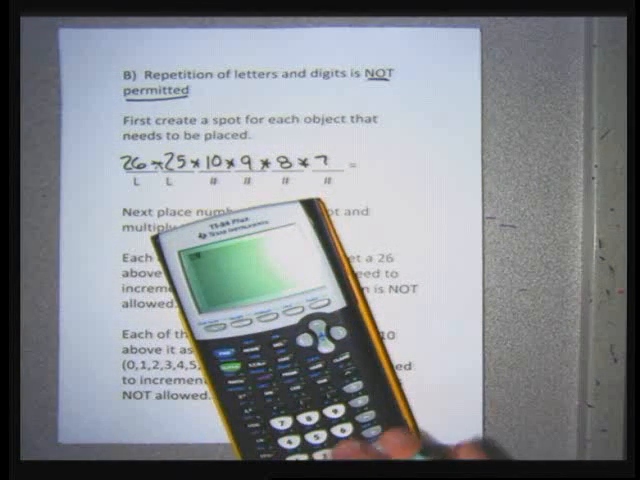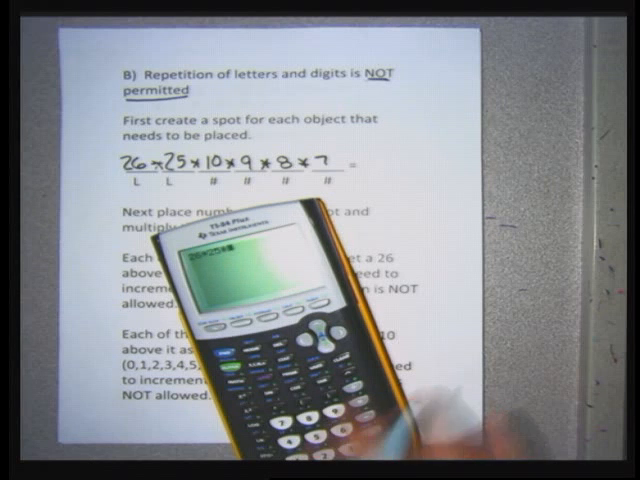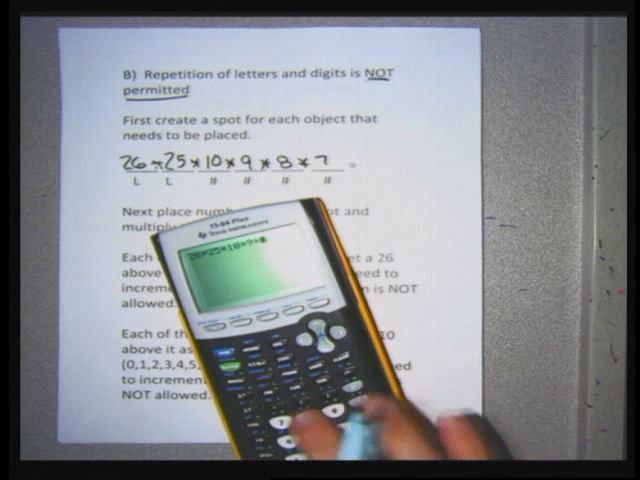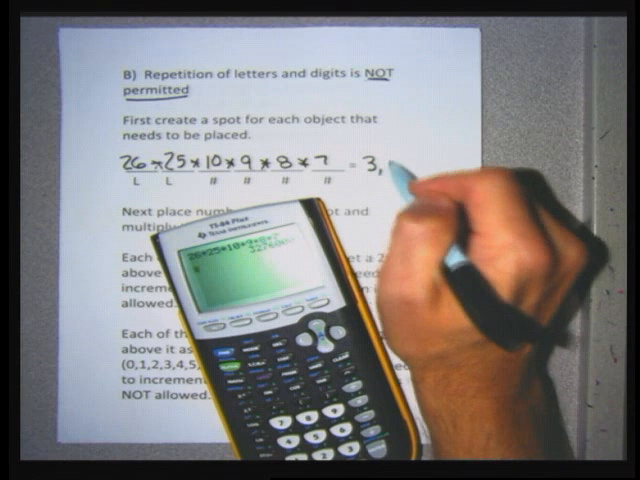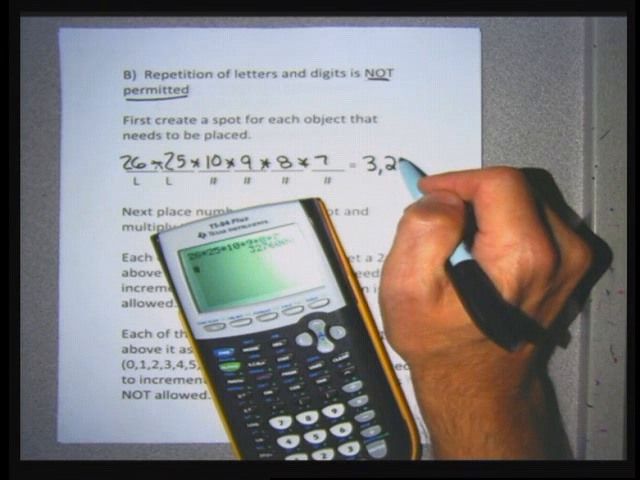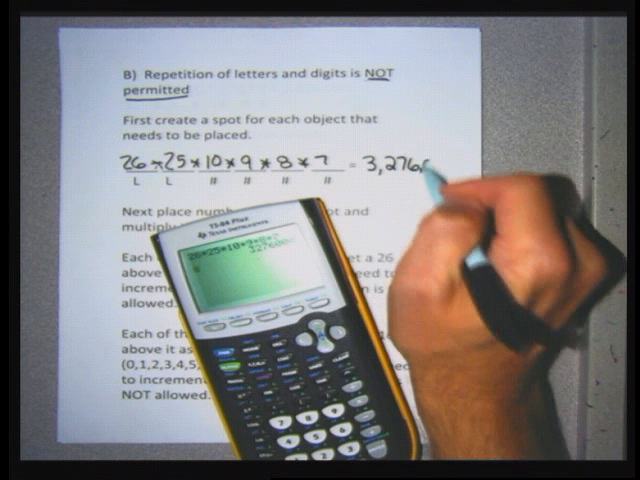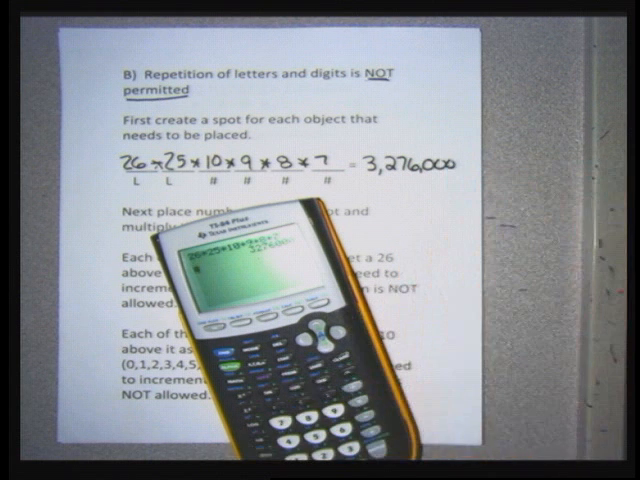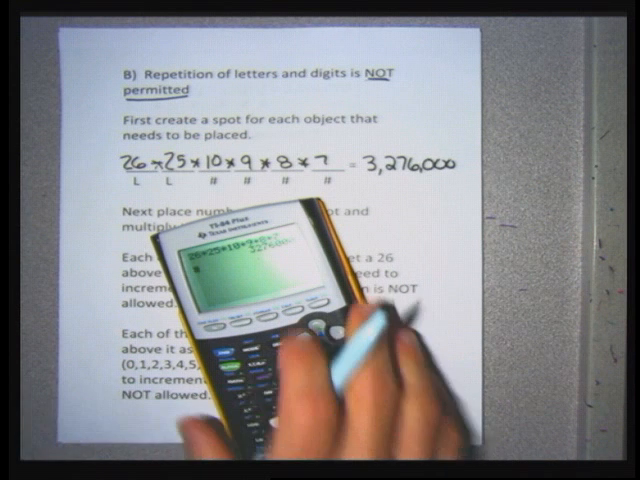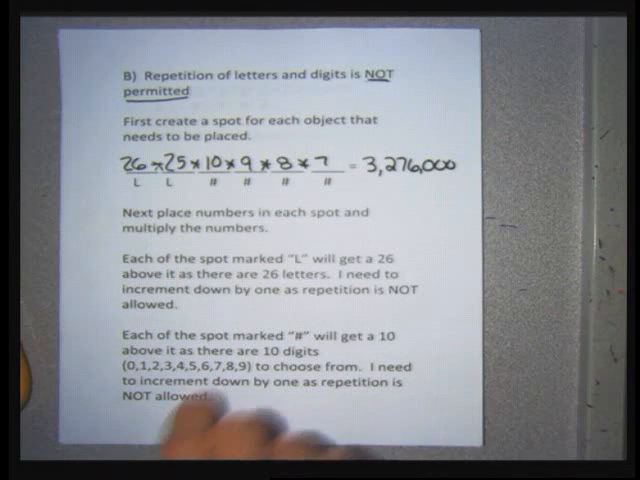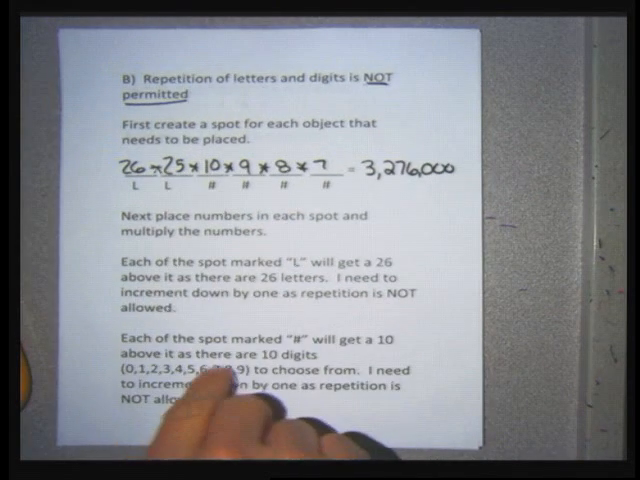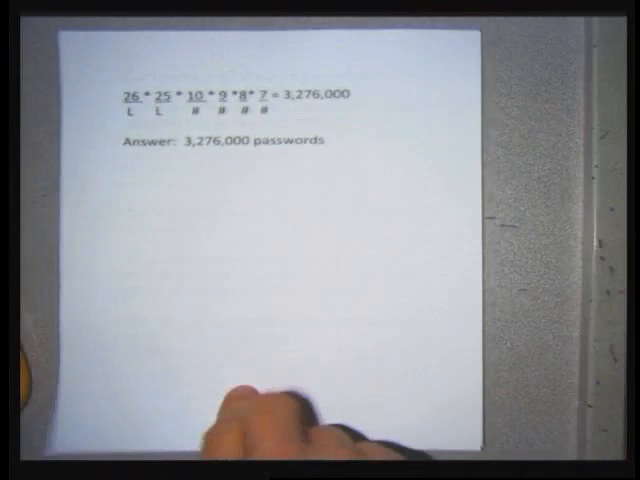And so if I just do this, 26 times 25 times 10 times 9 times 8 times 7, I get, so almost half as many really, actually less than half as many, 3,276,000 as opposed to the 6 million and something. So just taking that qualification off, you've just made way fewer choices. And then the rest of this is just a write-up of how I got to that answer. We don't need to read that because I said that.